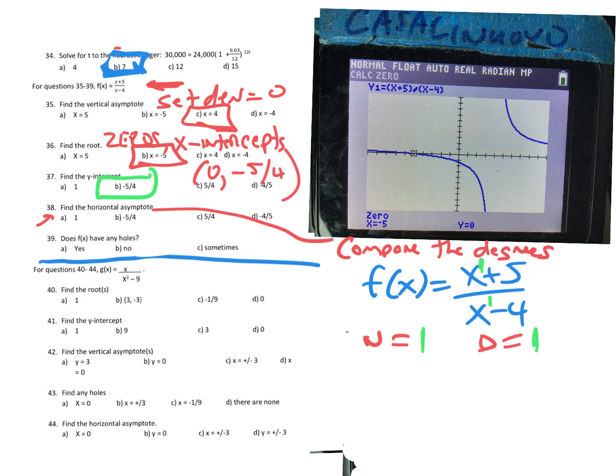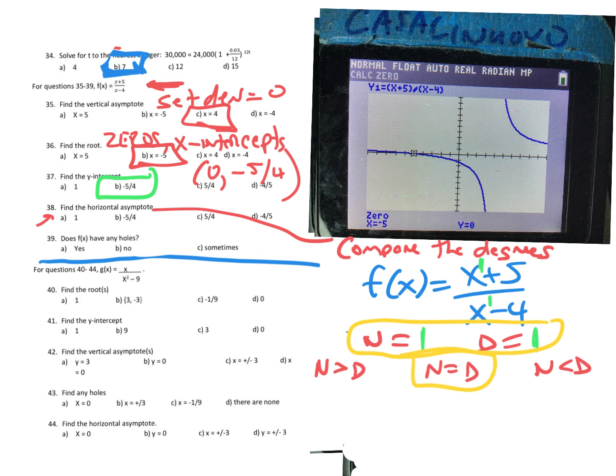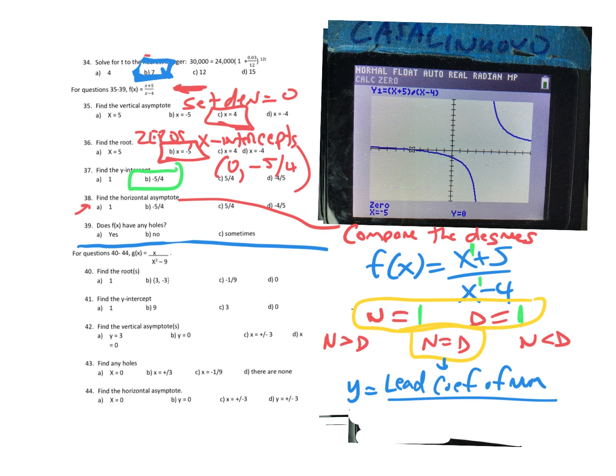Now there's 3 different things which can occur. n could be bigger than d, n could be equal to d, or n could be less than d. Since n and d are both 1, this is an example when n is equal to d. And what we do when the numerator and the denominator's degrees are the same, we set up the line y equals the lead coefficient of the numerator divided by the lead coefficient of the denominator. This is what we do to find the horizontal asymptote when n and d are the same.